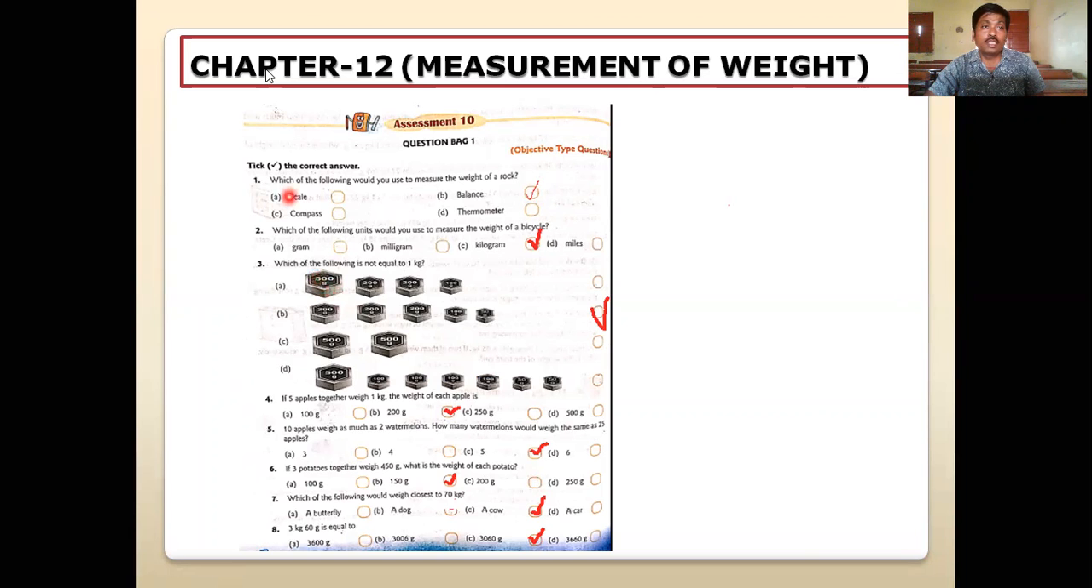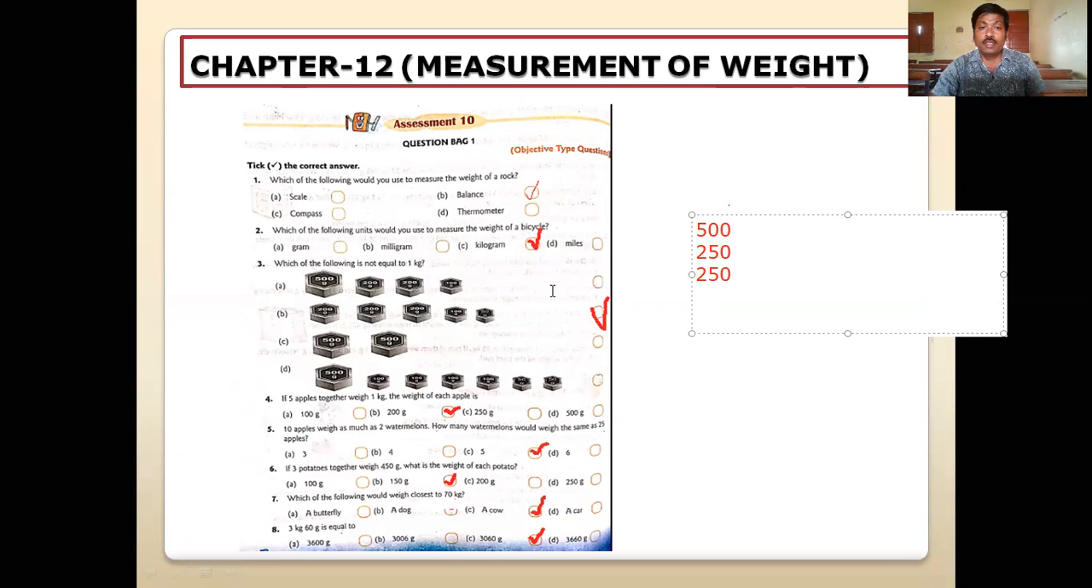Now in the first option, we have 500 gram, 500 gram, adding 250 gram and 250 gram, and another weight of 100 gram. When we add all these things, we make 1000 gram, and we know that 1000 gram makes 1 kg. So this answer is not possible because it is equal to 1 kg. Okay, now go to the next.